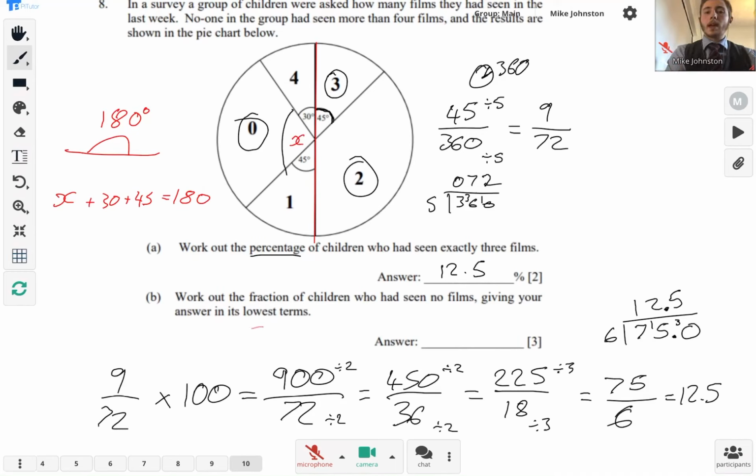So it's going to be x plus 30 plus 45, which is 75, equals 180. And that means if something we don't know plus 75 is 180, then it must be 105, because 105 plus 75 is 180. So we know that this unknown number is going to be 105. Okay, so we know that that's 105 degrees in here.